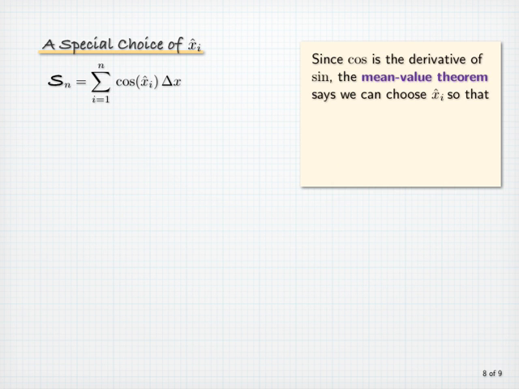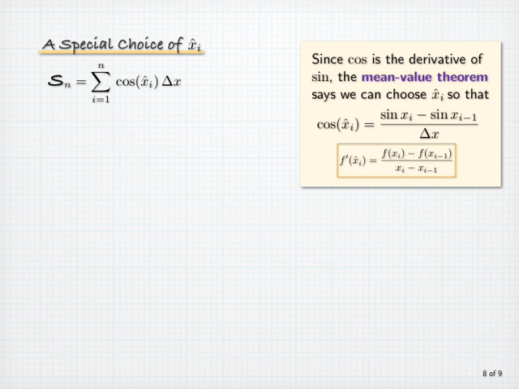Now, we're going to use the mean value theorem to choose our x hat sub i's. Since cosine is the derivative of sine, the mean value theorem tells us that in each subinterval there exists a number x hat sub i so that cosine of x hat sub i is equal to sine of the right endpoint x_i minus sine of the left endpoint x_{i-1}, divided by delta x. And since delta x is equal to pi over 2n, we have cosine of x hat sub i equal to sine of x_i minus sine x_{i-1} divided by pi over 2n.